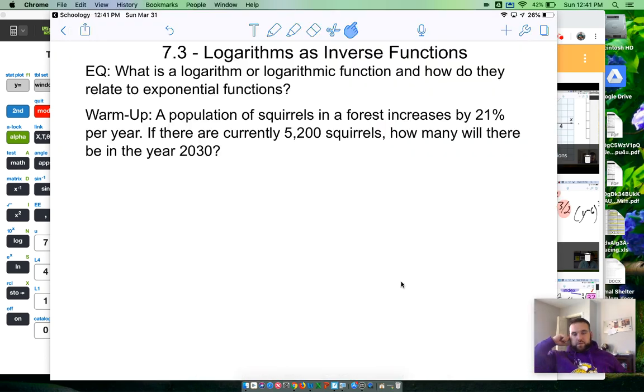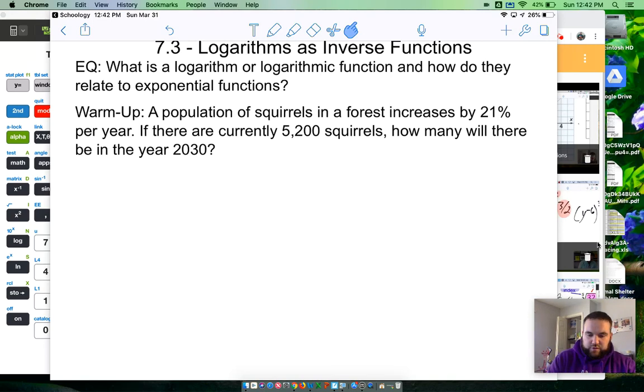Alrighty. Okay, so in section 7.3, which is kind of the halfway point of chapter 7, we make the transition from talking about exponential functions to talking about logarithmic functions, defining what they are and how they work and kind of where they come from. Logarithms are used a lot throughout math, and they have a direct tie to exponential functions. So we're going to kind of explore that as sort of an intro to logarithms. The EQ is: what is a log or logarithmic function and how do they relate to exponential functions?